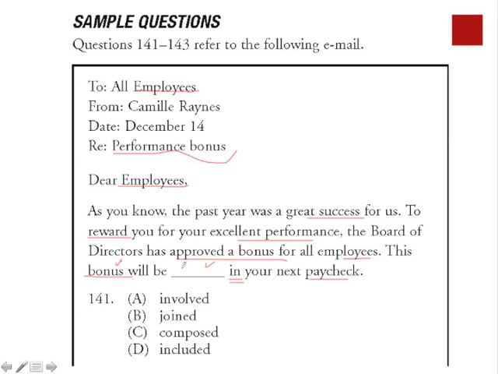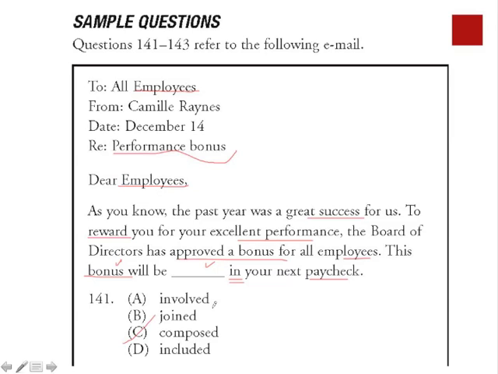Well, let's start with our process of elimination. Which ones make no sense at all? Well, first off, we can easily eliminate C, I think, because bonuses aren't composed. Composed, for example, might be talking about music or composing a letter, but generally we don't compose bonuses. All right, now let's look at the other three choices.